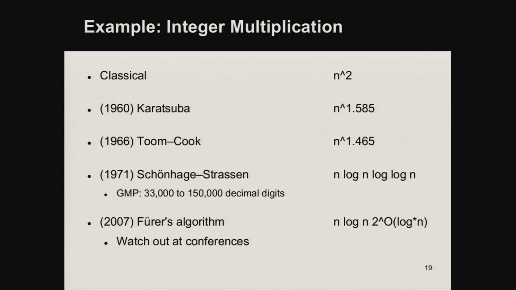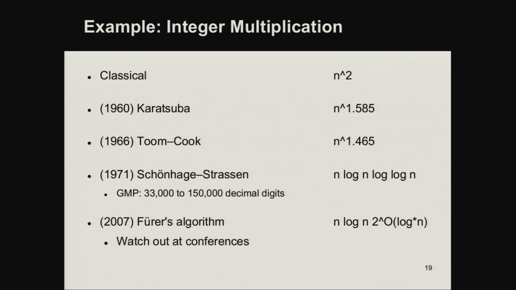So then by the late 60s, people have gotten a little bit better. And then by the 70s, someone came along, and now we've dropped down to we have an n log n and then a log log n for the last term. And GMP actually uses this, or at least it did the last time I checked, for decimal digits that are between 33 and 150,000 digits long.